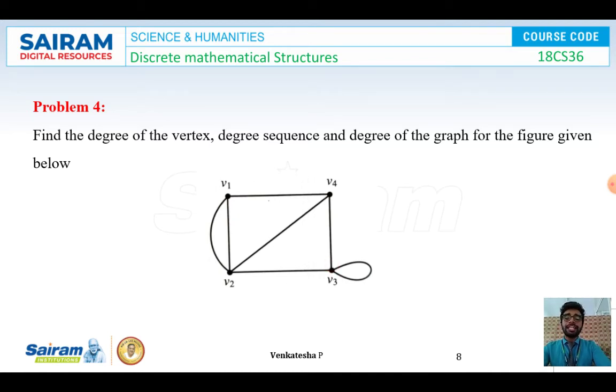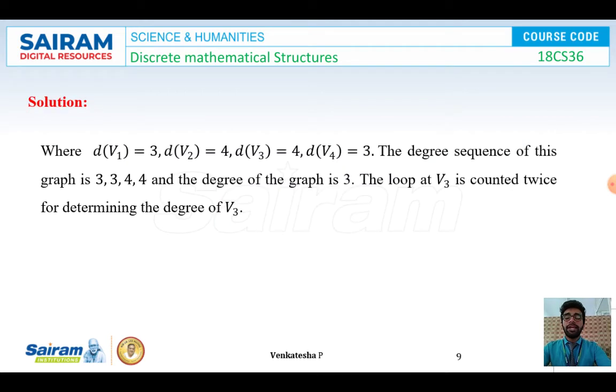So as I explained, the degree of v1 is equal to 3, degree of v2 is equal to 4, degree of v3 is equal to 4, degree of v4 is equal to 3. Now the degree sequence is given by arranging these degrees in non-decreasing order. So the degree sequence is equal to 3, 3, 4, 4, and the degree of the graph is given by 3. The degree of the graph can be obtained by taking the minimum degree of the given graph. So in the given graph, the minimum degree is 3 here. So the degree of the graph will be equal to 3.